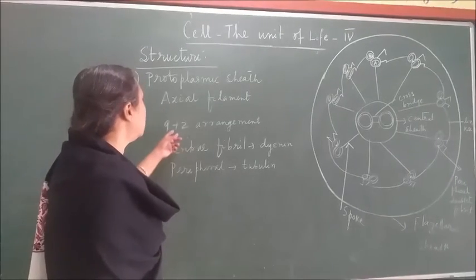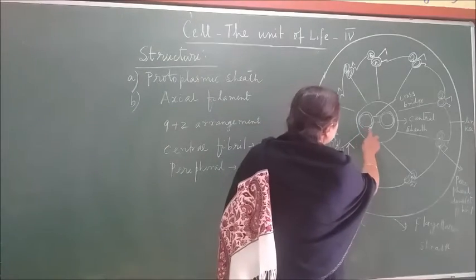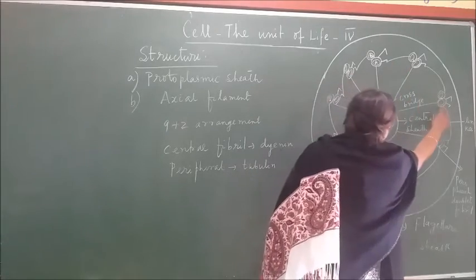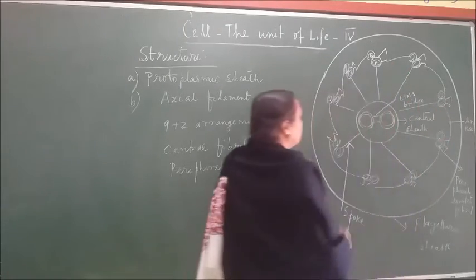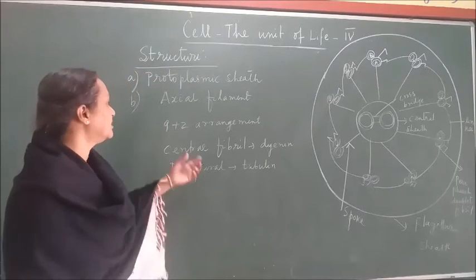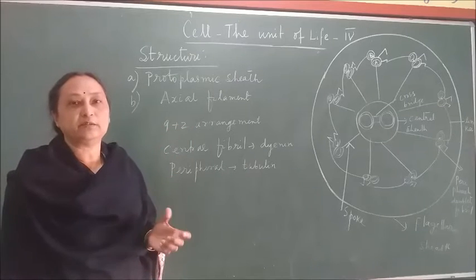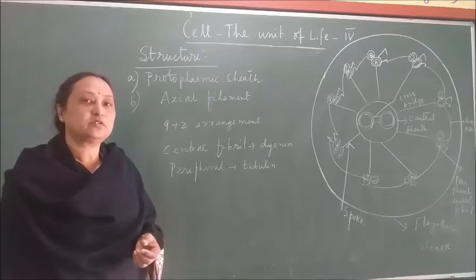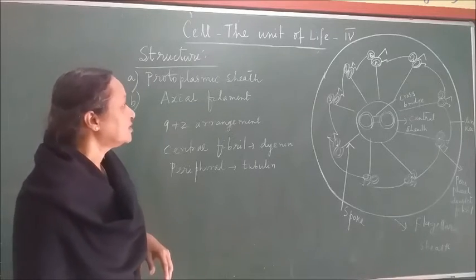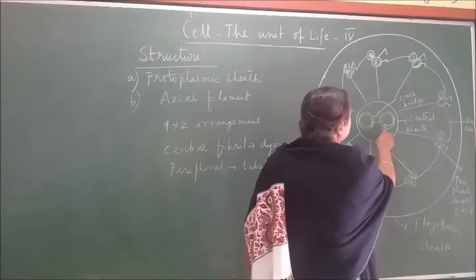The arrangement is called 9+2 because 2 fibrils are present in the center, and the 9 peripheral fibrils are present around them: 1, 2, 3, 4, 5, 6, 7, 8, 9. In the center you can find 2 in number. So the arrangement is called 9+2, and it is the same in cilia as well as in flagella. In the diagram, in the center there are 2 fibrils.